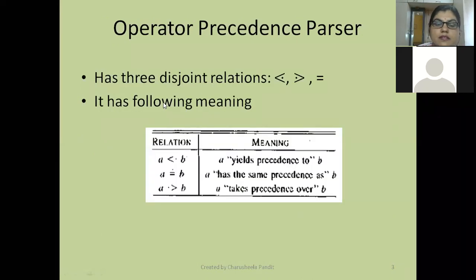Now you can see here the operator precedence parser will have these three operators. So it is less than, equal to, and greater than. If the less than operator is between these two terminals a and b, it tells that a is having less precedence and b is having more precedence. Equal to sign indicates that a and b both are having equal precedence, and similarly a greater than b tells that a is having higher precedence than b.